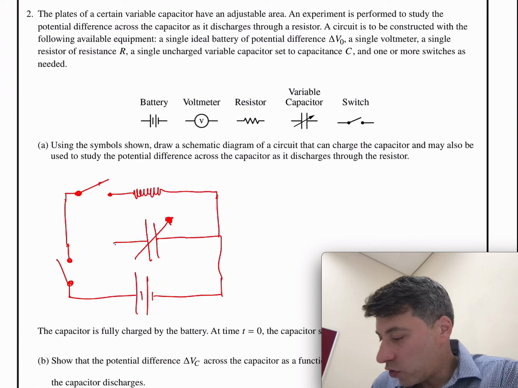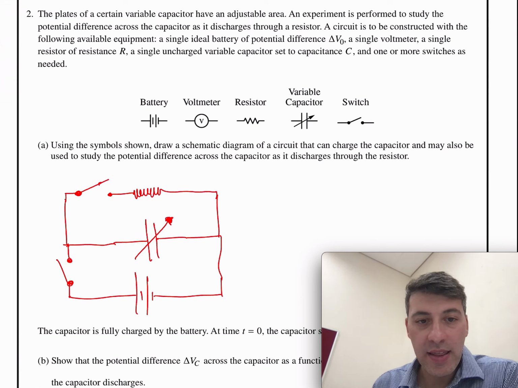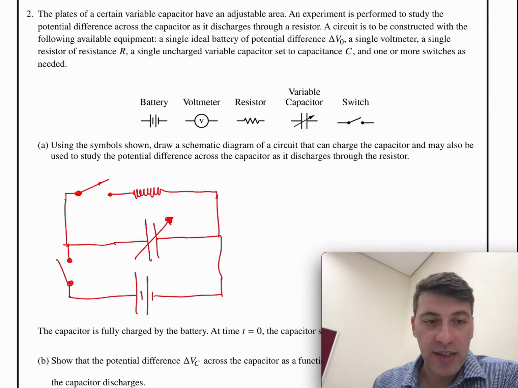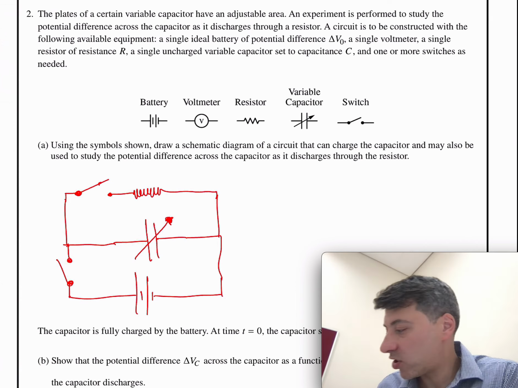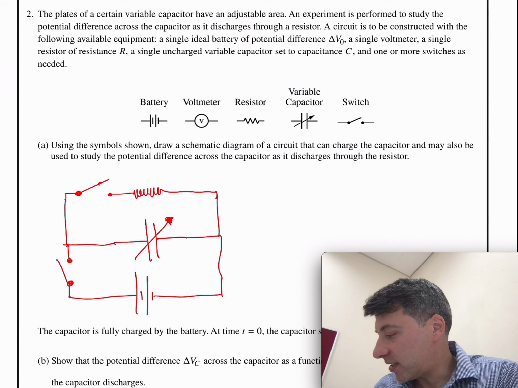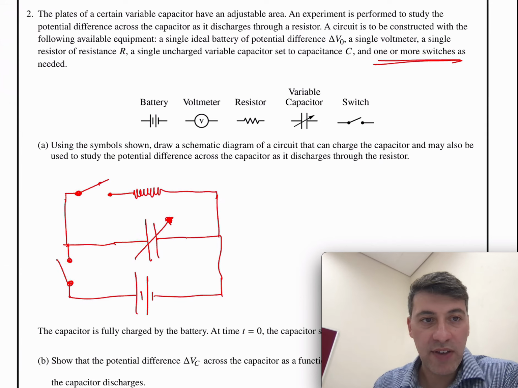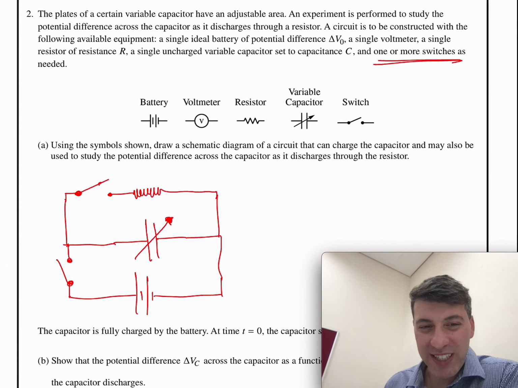I also forgot to use, before we actually draw the voltmeter, I need to check if I have the liberty to use more than one switch, and indeed the question says that I can use more switches if I need. This actually gives a hint that probably we need to use more switches anyway.